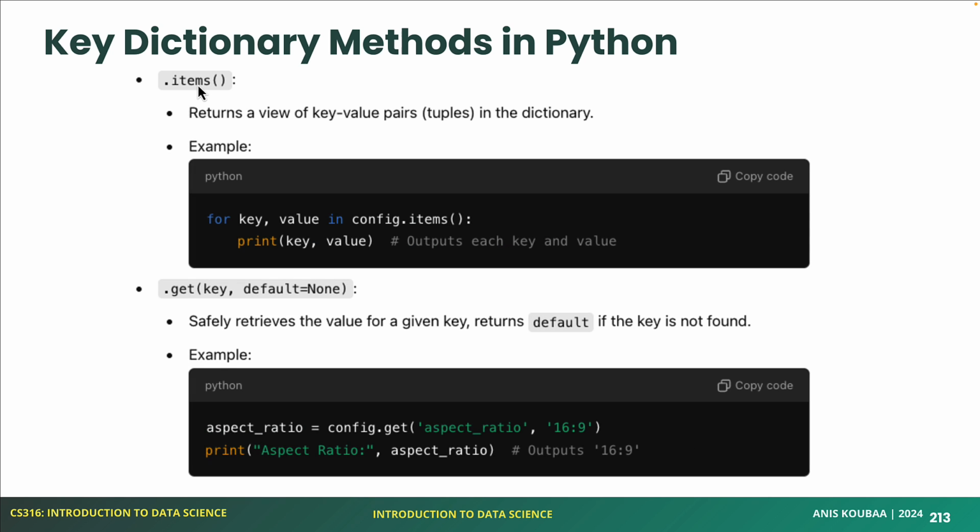Dot items, which we have used before in the for loop, is going to return a view of the key value pairs as tuples in the dictionary. And then if you need the key or the value, you can implement your logic inside the for loop.